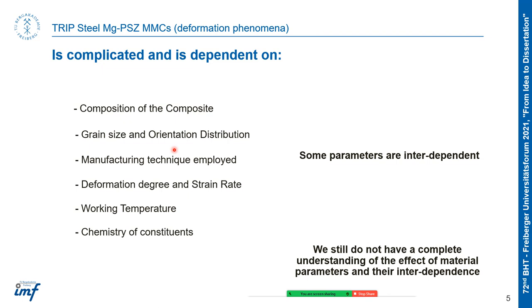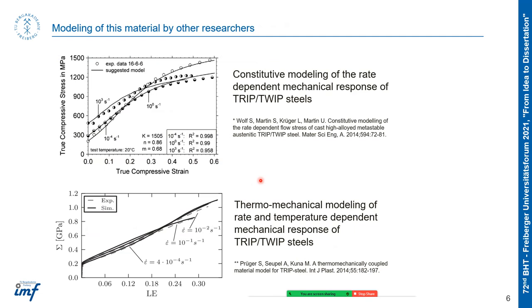And therefore, we have a general understanding of how the material is behaving, but we do not completely understand the effect of material parameters and their interdependence precisely, and therefore we cannot predict how, by changing what, the material will behave. Now, one efficient and effective way of doing it is by using mathematical modeling. A lot of people have tried to do that. So what they do is they use constitutive models, which are generally mechanics based or which are temperature or strain rate based.